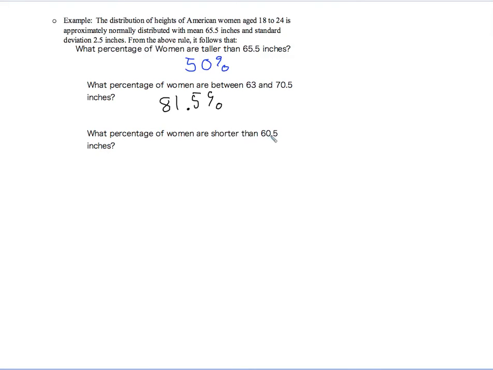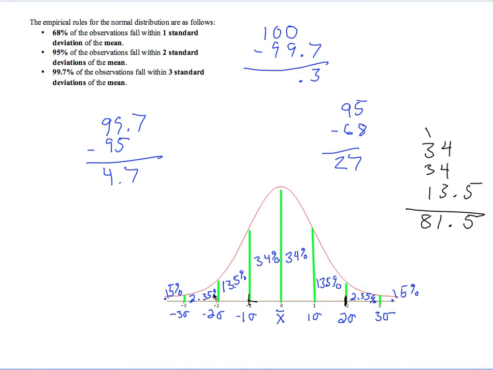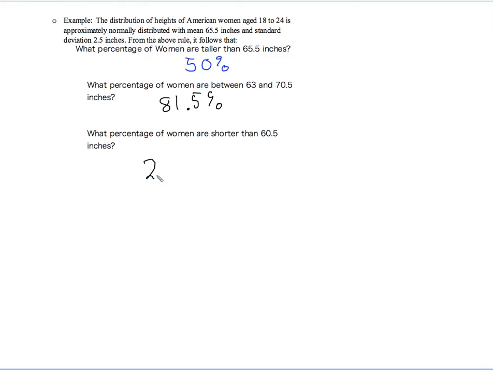What percentage of women are shorter than 60.5? Well, where is 60.5? Right here is 60.5. That's two below. So what percent are shorter? I'll go back here, and here's two below. So I have 2.35 and 0.15, or 15 hundredths. 5 and 5, 0, carry the 1, 3, 4, 5, and 2. So that's 2.5%. So now let's go back. That's 2.5, or 2 and 5/10%. So 2.5% of women are shorter than 60.5.